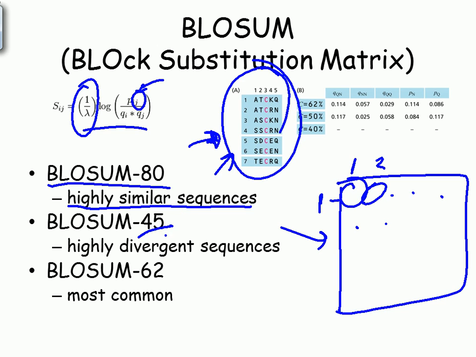Okay. And when they use those sequences and generated a matrix, they get a different one, and that is generated from highly divergent sequences. So the sequences that were used to generate BLOSUM 45 were more distant in evolution. BLOSUM 62 is the most commonly used matrix. If you use BLAST, it's the default matrix that you will get.